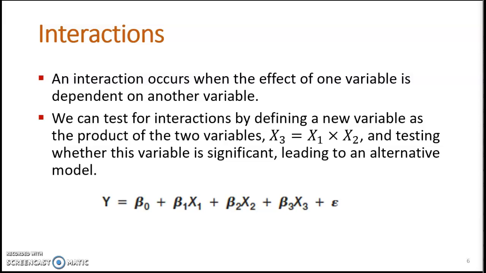Next, we want to look at interactions. An interaction occurs when the effect of one variable is dependent on another variable. We can test for interactions by defining a new variable as the product of two variables. Let's say x3 equals x1 multiplied by x2, and testing whether this variable is significant, leading to an alternative model. So we have y equals beta naught plus beta 1 x1 plus beta 2 x2 plus beta 3 x3, where x3 is your new variable, plus epsilon.